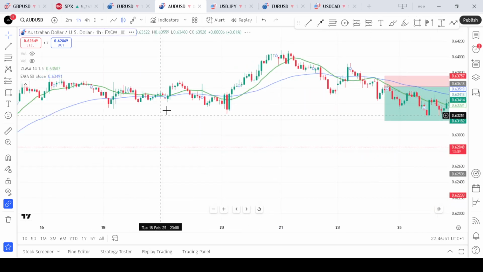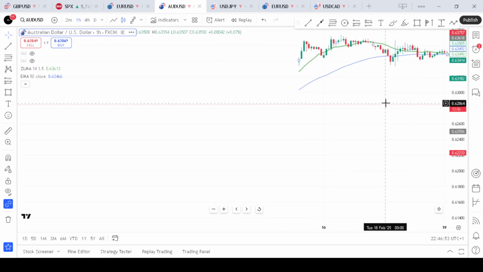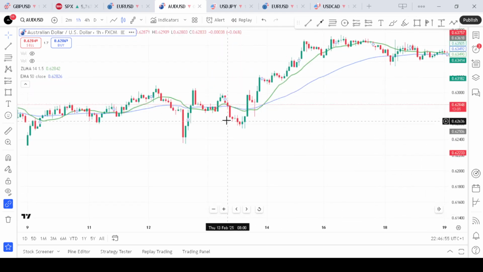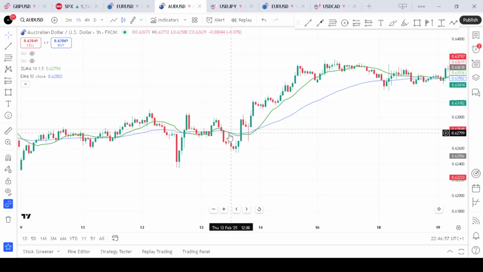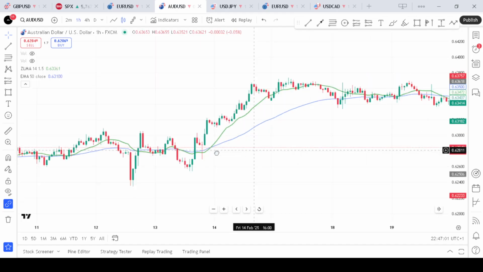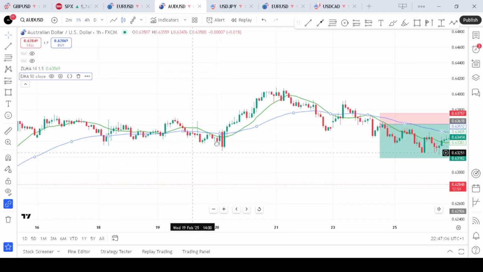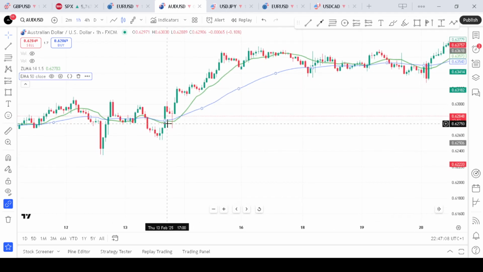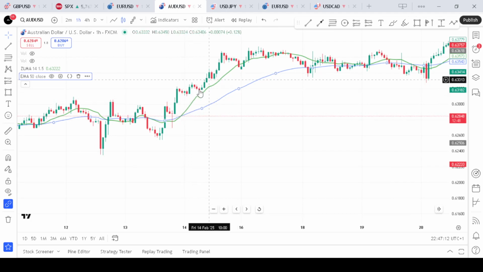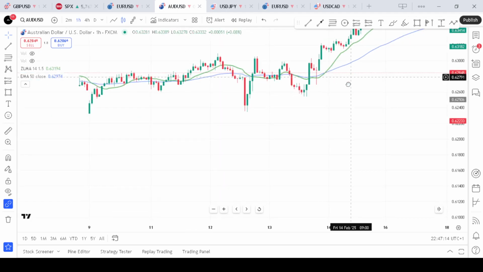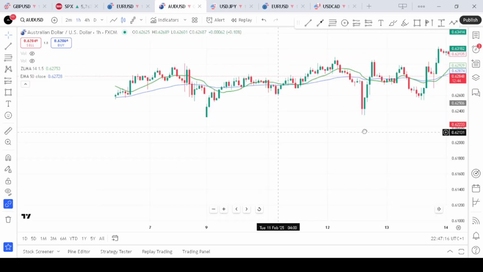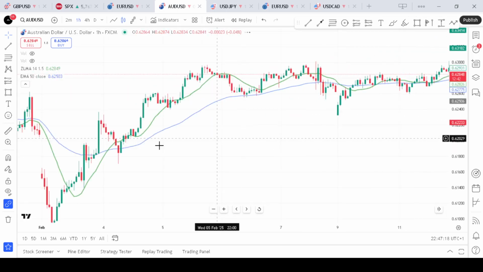Now let's look for more buying opportunities and more selling opportunities. As we can see at this area, there was a crossover. When price crossed over, there was a crossover at this area, but price did not come back to retest at an immediate level. So let's look for a better opportunity.